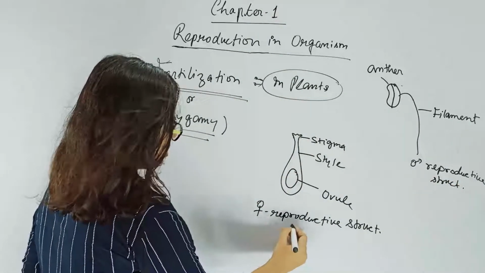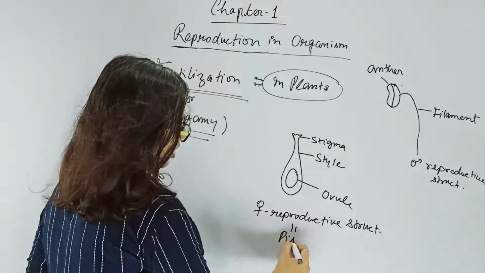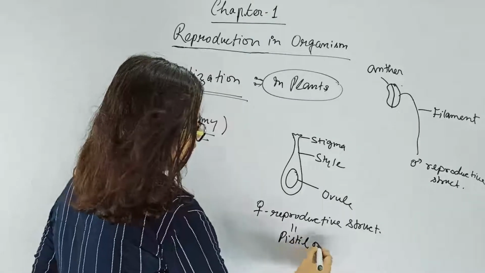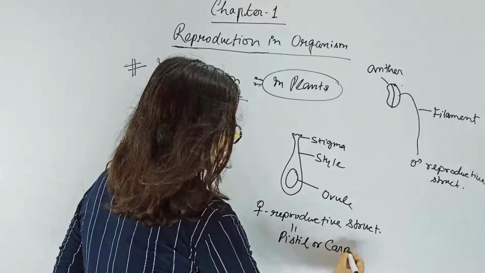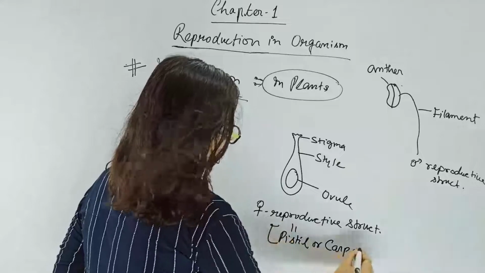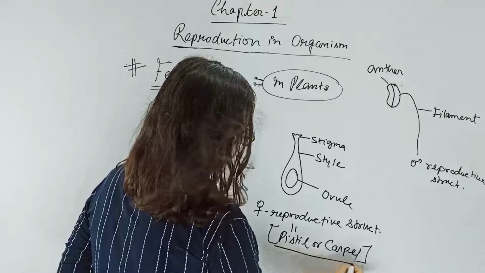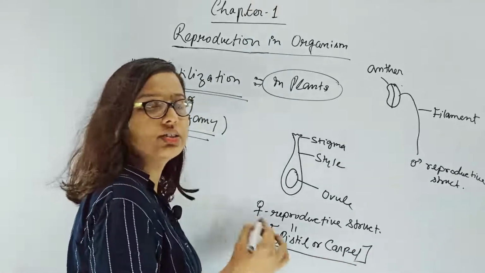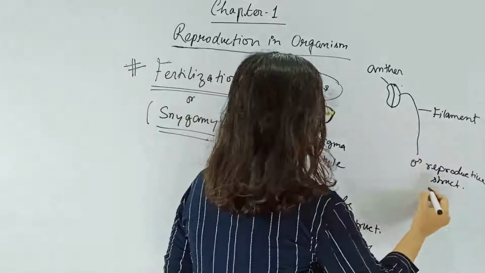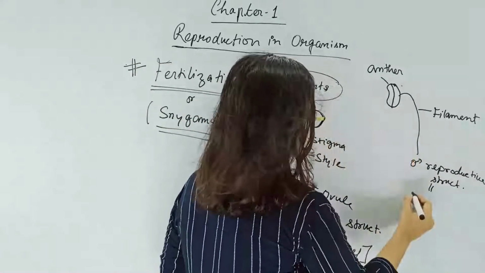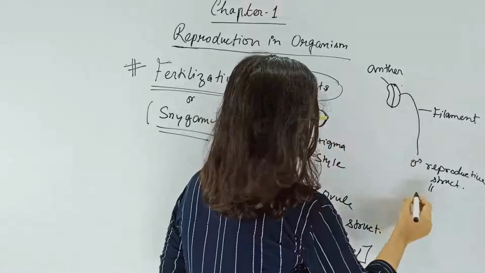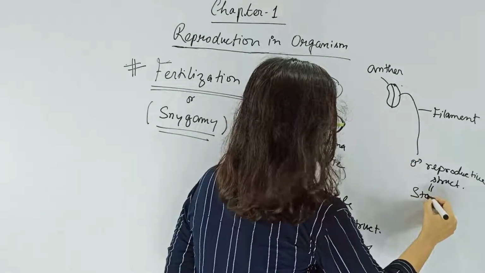This is termed as pistil, or sometimes it is also called carpel. Pistil or carpel are one and the same thing. Either you say pistil or carpel. The female reproductive structure is the pistil, and the male reproductive structure is called stamen.